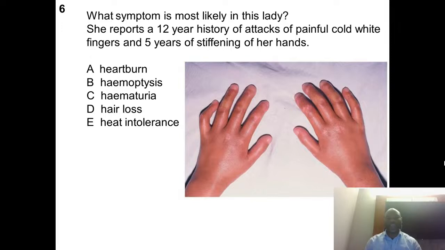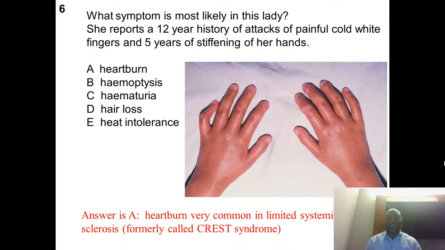You can see the tightness in her fingers, and she's talked about stiffening in her hands. This is a clear case of limited systemic sclerosis, and the commonest symptom they have is heartburn. It used to be called CREST, an acronym for calcinosis, Raynaud's, esophageal dysmotility, sclerodactyly, and telangiectasia. Now we just call it limited systemic sclerosis when it's the limited type, or diffuse systemic sclerosis when it's the diffuse type. These patients do not get hemoptysis or hematuria. Hair loss is very unusual, and heat intolerance is what you would likely get with thyrotoxicosis.